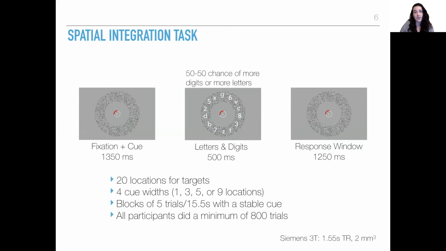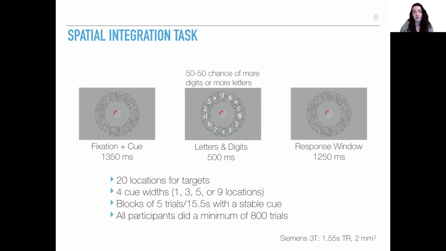a second. This was followed by a response window in which participants indicated via button press whether there were more digits or letters. There were always 20 digits and letters equally spaced in the display, and the cue could be centered on any of the locations. The cue could also have one of four widths spanning 1, 3, 5, or 9 locations. Participants experienced blocks of 5 trials with a stable cue position and width, lasting 15.5 seconds, before moving directly onto the next block with a different attentional cue.